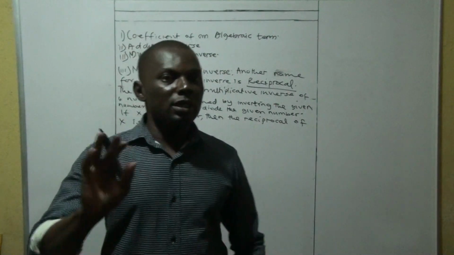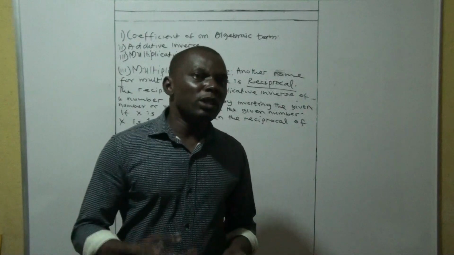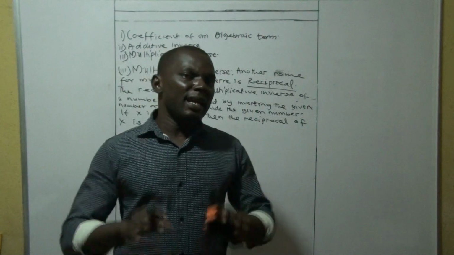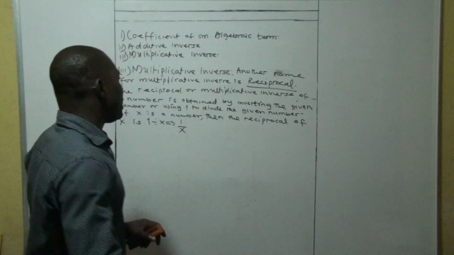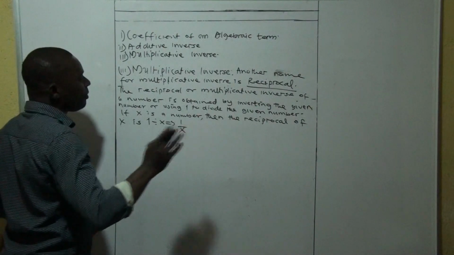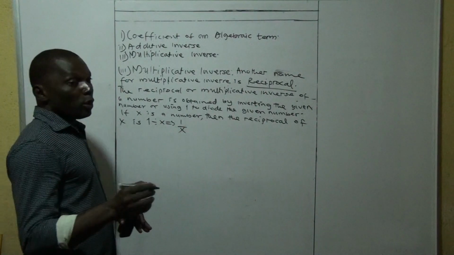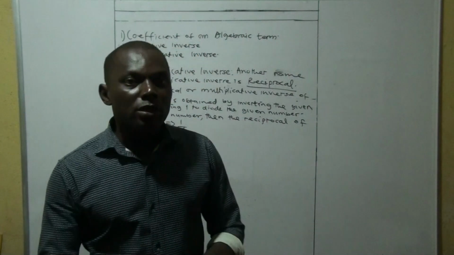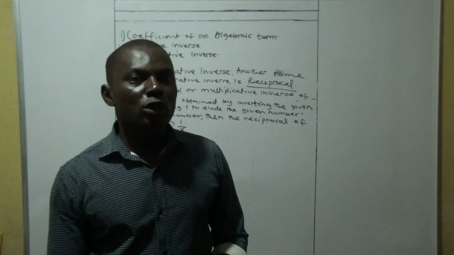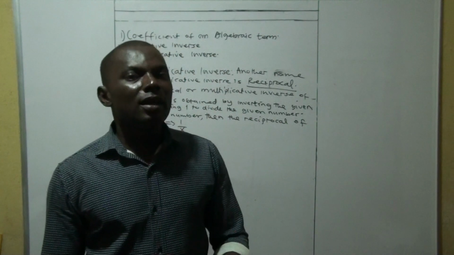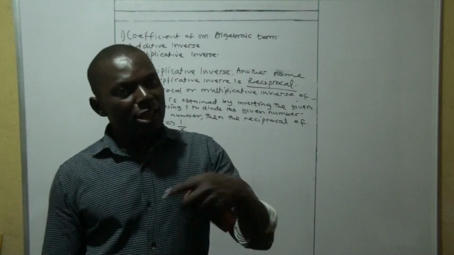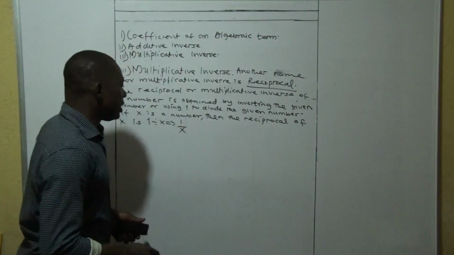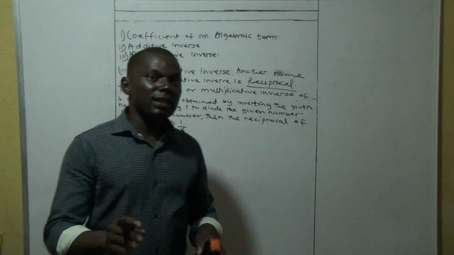So that is for multiplicative inverse. For additive inverse, a number that you add to the given number to give you 0 is the additive inverse of the number. If you are looking for the reciprocal of a number, you write the denominator in the position of the numerator and the number that appears in the numerator in the position of the denominator. That is how you find the reciprocal or the multiplicative inverse of a number.